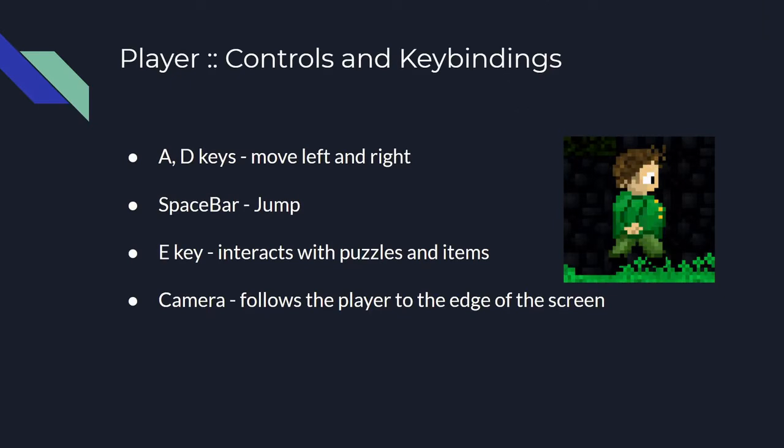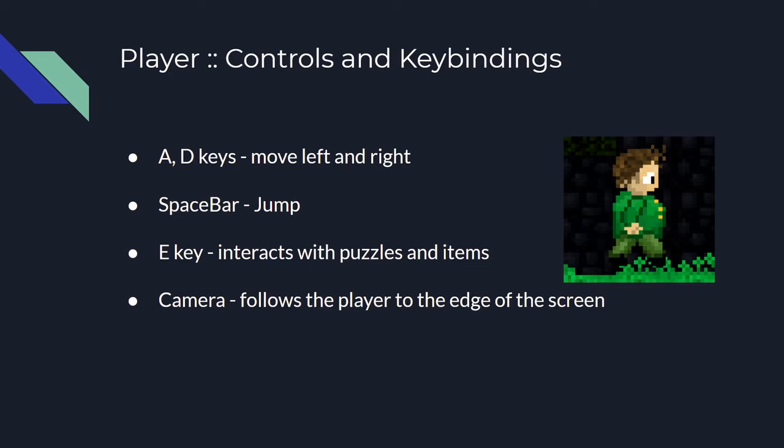But now into some game details. First and most importantly, we have a player. Player has a few simple controls and their key bindings. A and D move the player left and right. Spacebar is to jump. The E key interacts with pretty much everything: puzzles, items, doors, interactables, the whole game. Not listed, we have the left mouse click as the player's attack button. It will perform the attack action, as you'll see later.